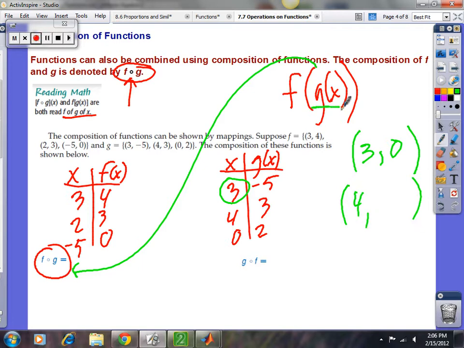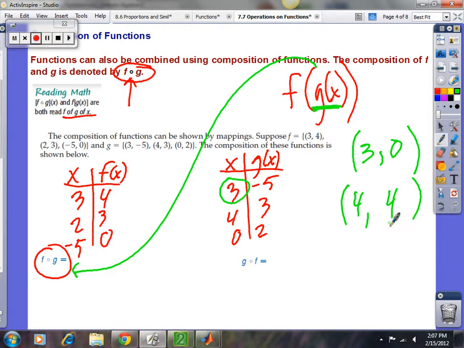You start with g of x. So you substitute a 4 in. What does it give you out? 3. Now you take the 3 and you substitute it into f of x, and it gives you 4 out. So you start with the 4 and you end up with the 4.